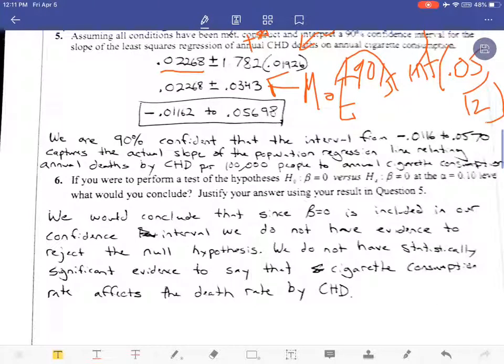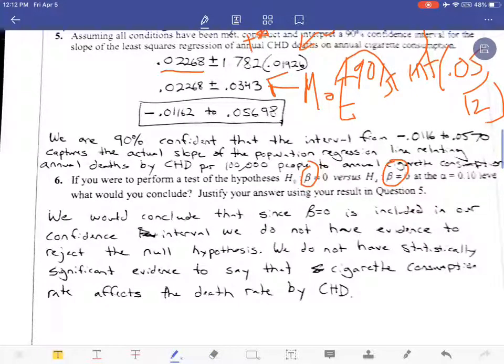Then going on to number 6, it said if we were to perform a hypothesis test where our slope equals 0 and slope does not equal 0, and these big symbol B's right here, these uppercase B's with a little kind of tail on it, that just means the regression slope for the population, so the actual regression slope. At the 10% or 0.1 significance level, what would you conclude? So you're asking us the 0.1 significance level because our confidence interval is 90%. So 90% confidence interval goes to a 0.1 significance level.